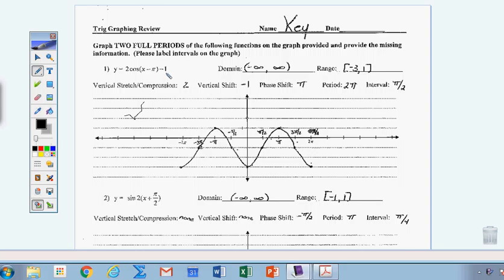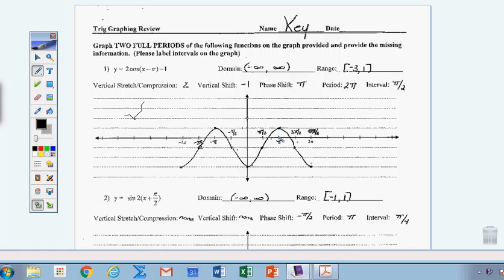All right. Well, the first thing I would look at is, where does cosine normally start? Cosine starts at (0, 1). So I have a phase shift of pi to the right, because it's the opposite of this, and then I have a negative vertical shift of 1. I have a vertical shift down 1. So my point's going to be right here. But we've got to remember that we shifted the entire graph down.